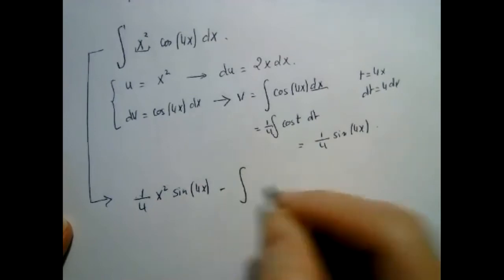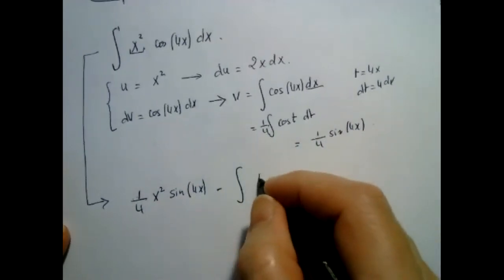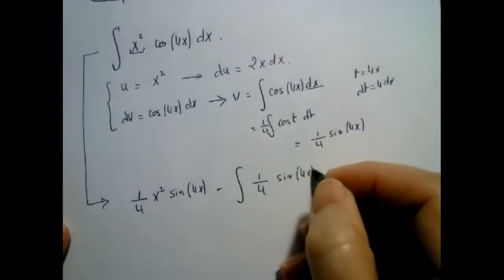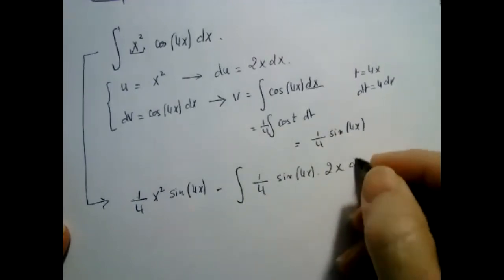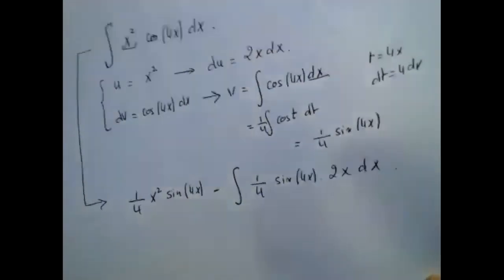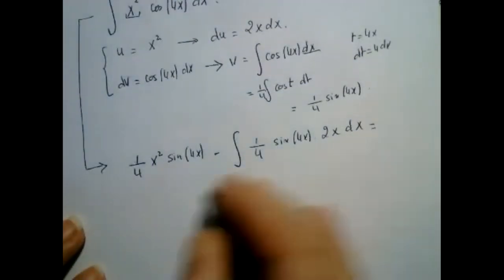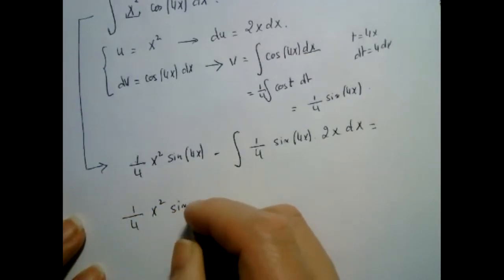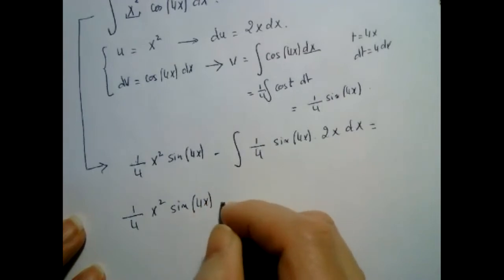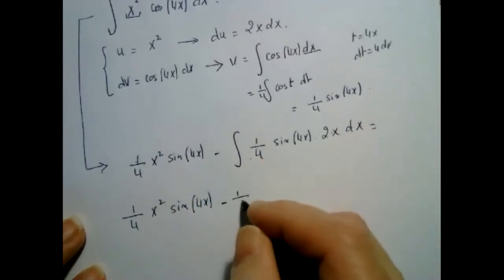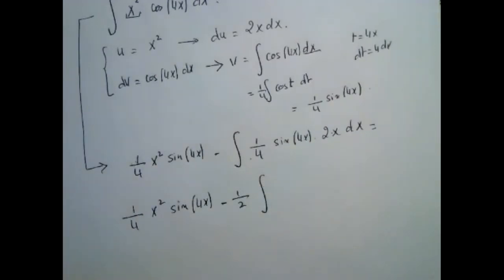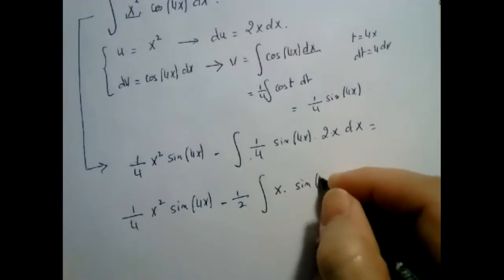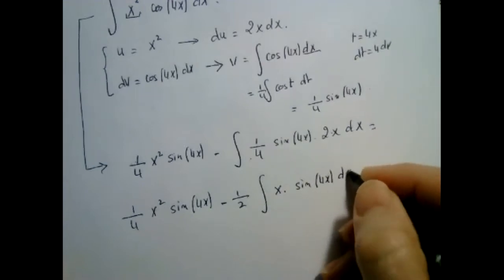So now we apply this, and we're going to get uv minus the integral of v du. v is 1 over 4 sine 4x. du is 2x dx. So again, we do a little bit of algebra and we end up with that. Minus, 2 and 4 will leave me with a half. We can pull it out. And I'm left with x times the sine of 4x dx.